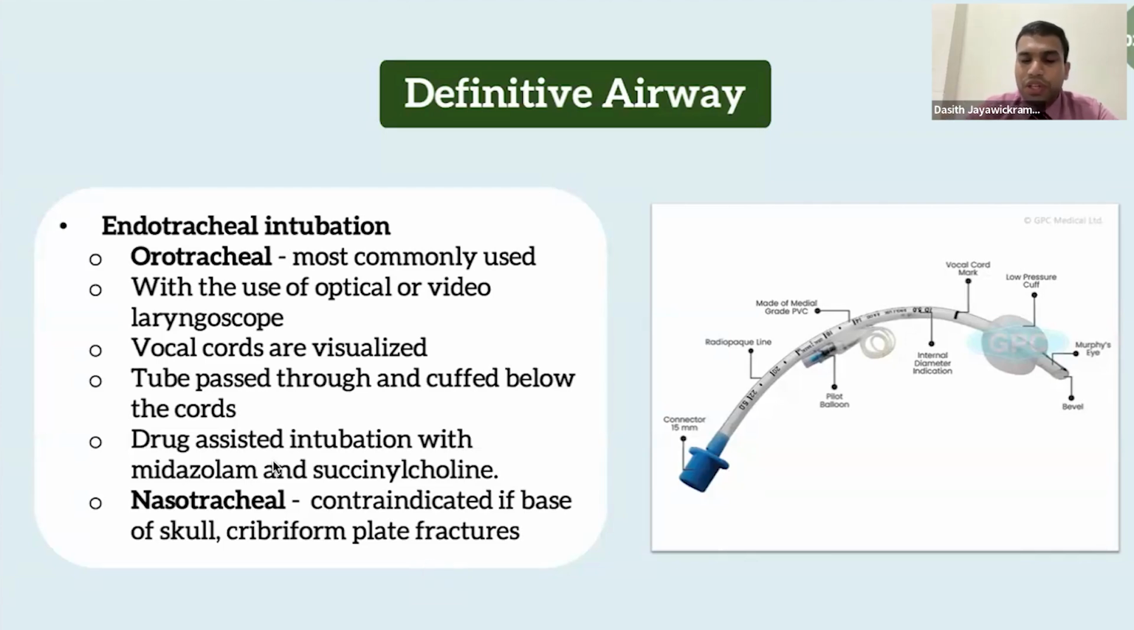And we insert the orotracheal airway with the use of either an optical or a video laryngoscope. We visualize the larynx, we visualize the vocal cords, and then under vision, we pass the endotracheal tube through the vocal cords and cuff below the vocal cords. For this endotracheal intubation, we need the patient to be paralyzed. That means it is difficult for us to visualize the airway with the muscles being tense.